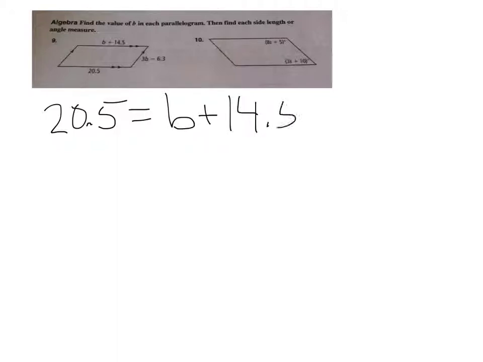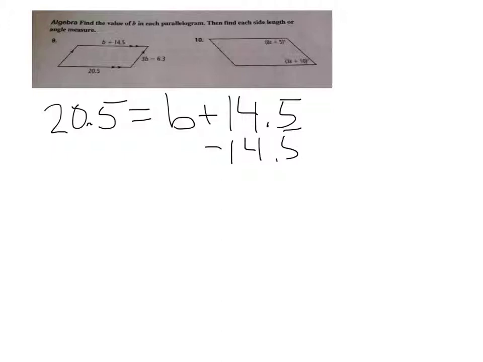So looking at the first figure, we've got a parallelogram, and we can see that we've got two sides with values given, and those sides are opposite each other. So hopefully we remember from class that opposite sides of a parallelogram are congruent. So we're going to take that 20.5 and set it equal to b plus 14.5 from the other side. And now it's just a quick one-step problem we want to solve.